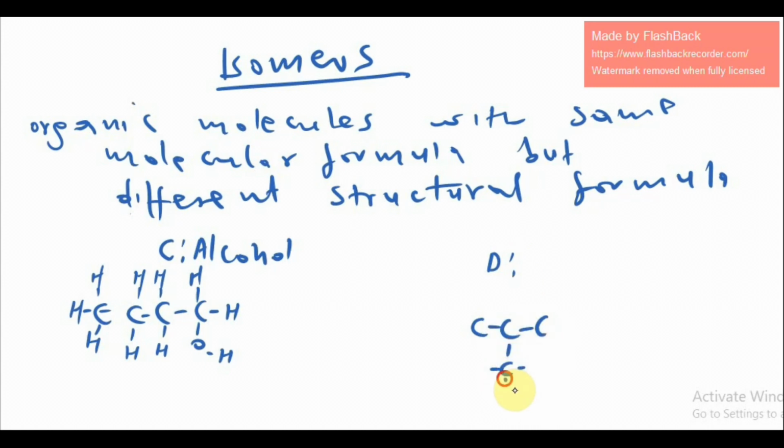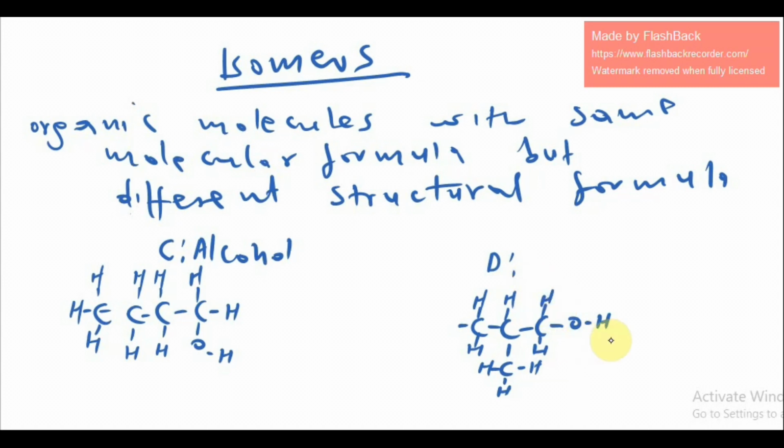4 carbon atoms, but one carbon atom is on the side. Since it is on the side, this means we have another type of structure here.